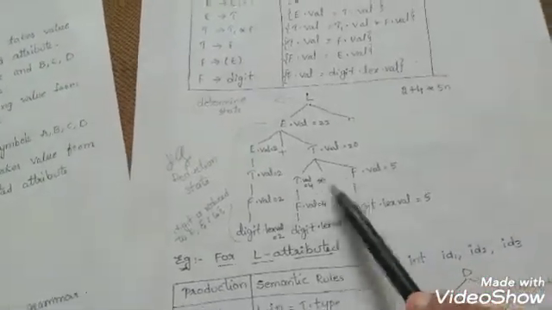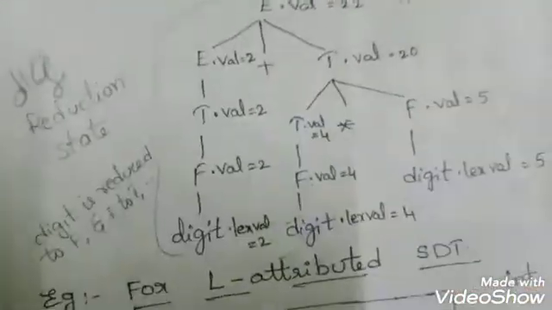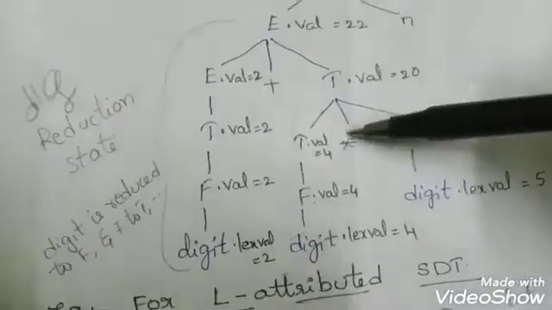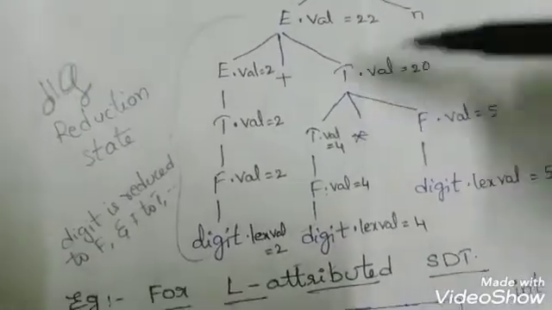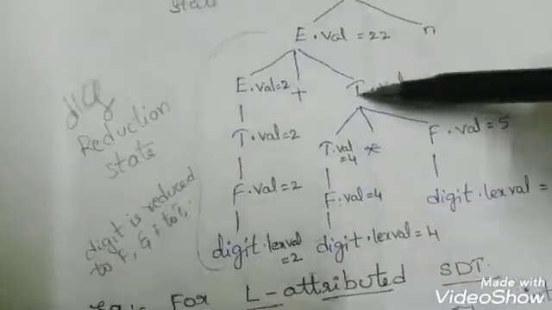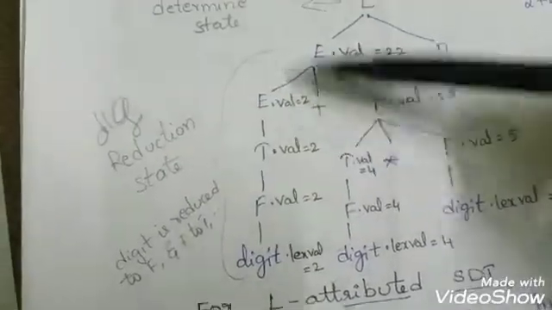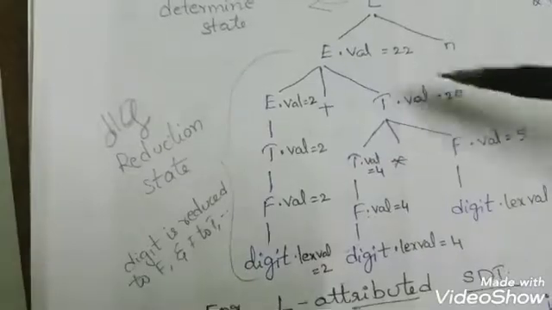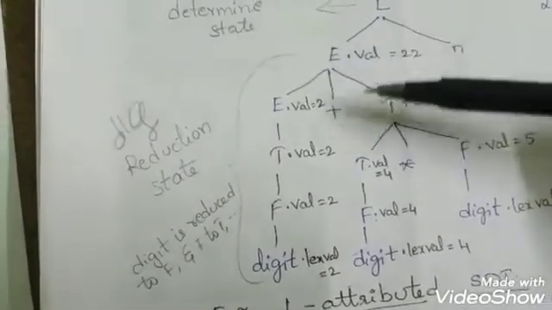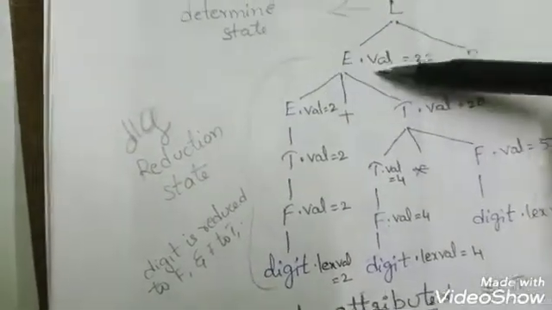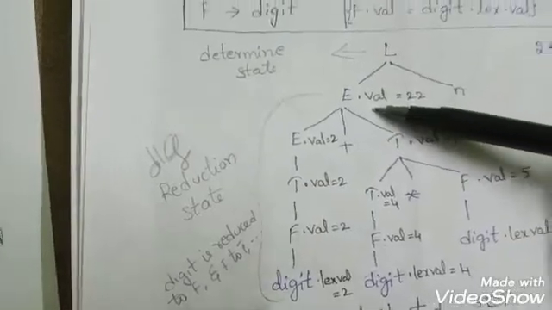Now 4 into 5 is 20. That value is assigned to T. Now this is E plus T. The E value is 2 and the T value is 20. 2 plus 20, the answer is 22, which is assigned to E. Clear? So in this way we are going to draw this S-attributed SDD.